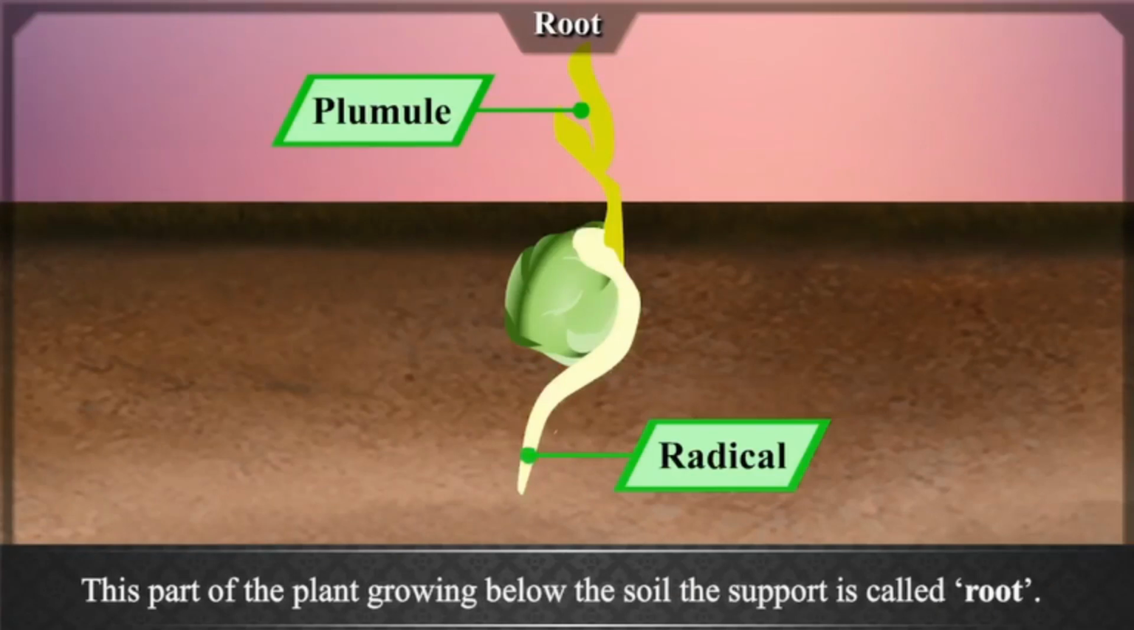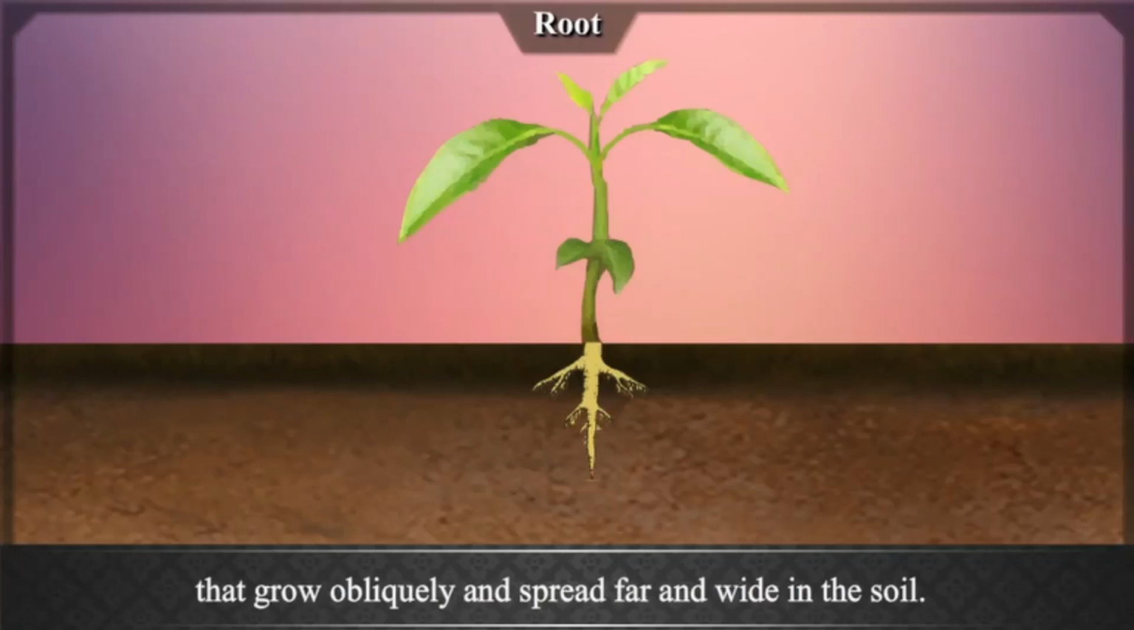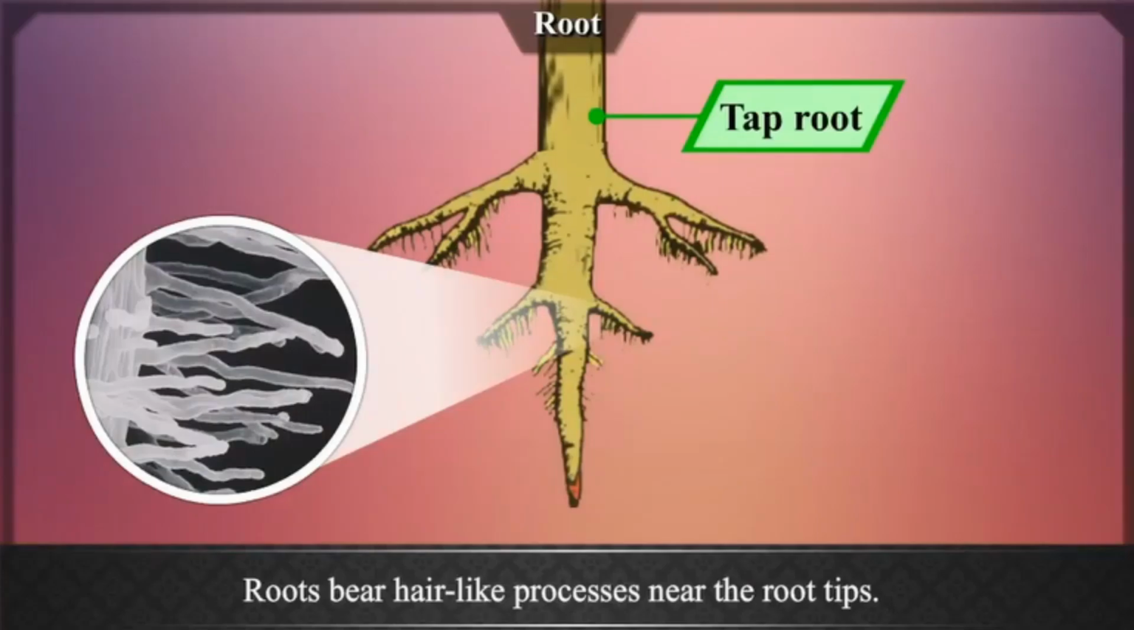Roots of some plants produce secondary roots that grow obliquely and spread far and wide in the soil. Roots support the plant. This type of root is called a taproot. Roots bear a cap-like structure called the root cap. The root cap protects the root tip from injuries.